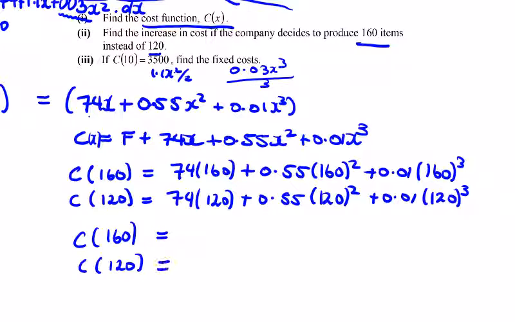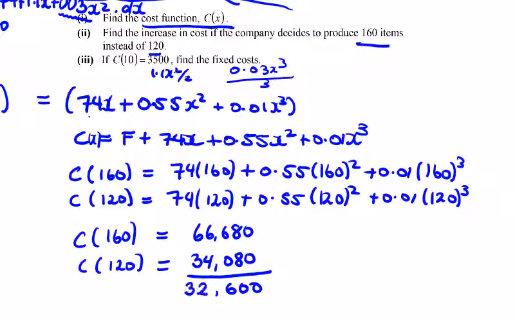C of 160 and C of 120 are equal to 66,680 and 34,080, giving me a difference of 32,600. And I can't read my own handwriting when I write down from the calculator. That was an 8, not a 6. 32,800. So double and triple check. That mistake was not in there on purpose.